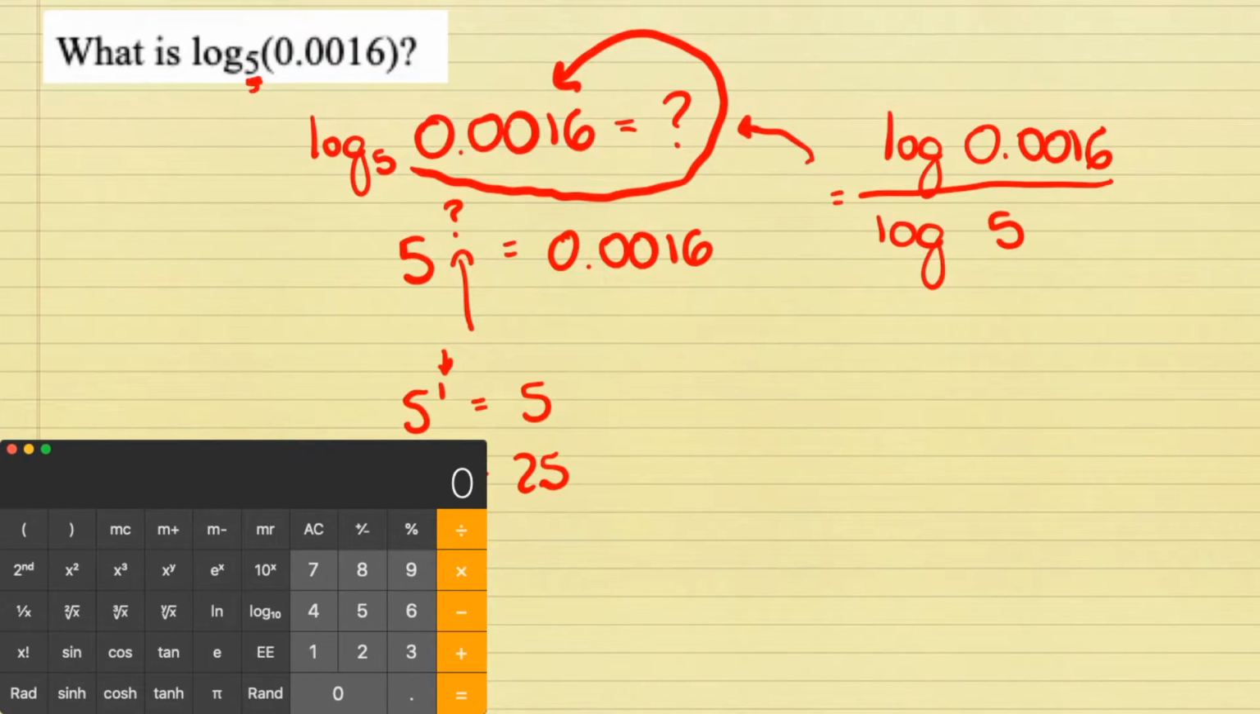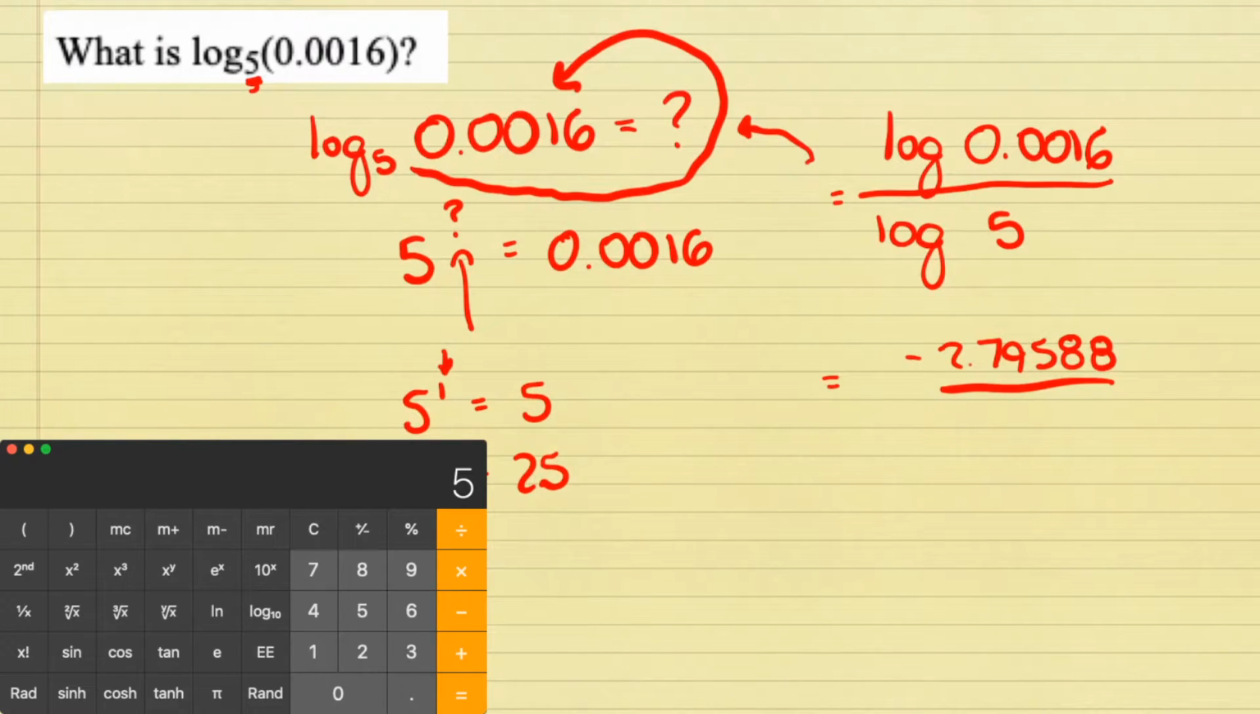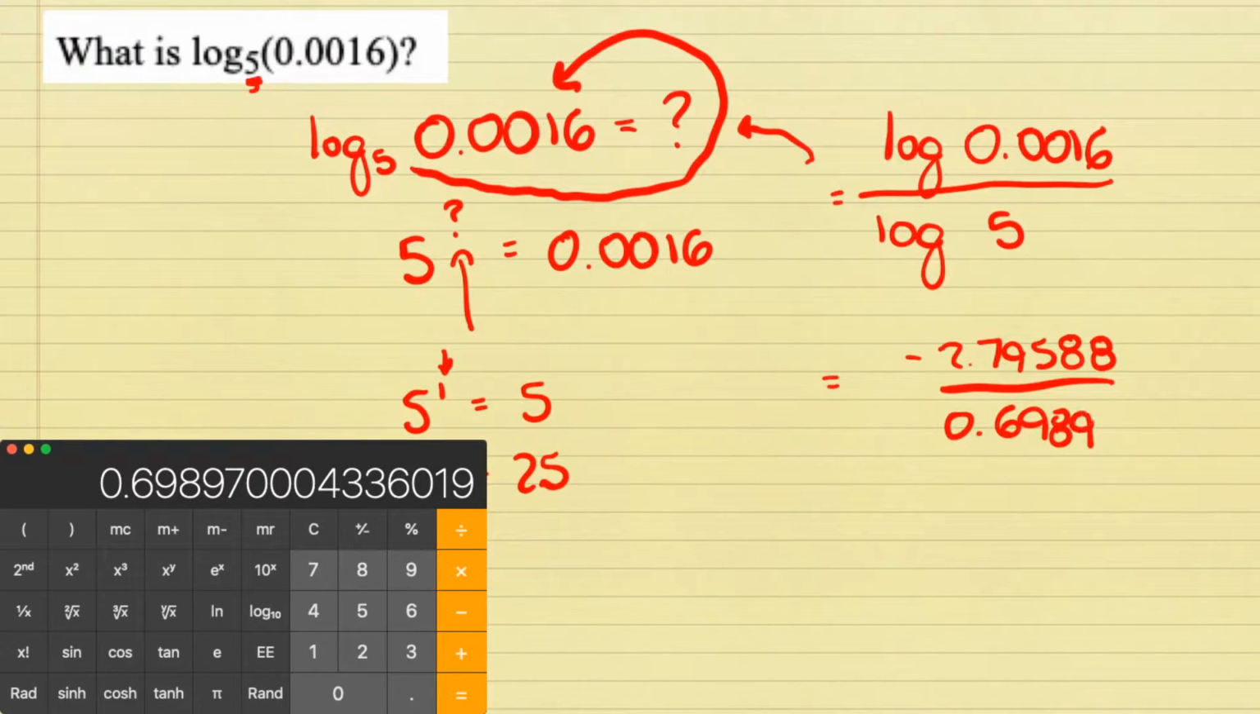So I want to type this in. I'm going to type in the 0.0016, and then I'm going to hit the log button. So the top number ends up being negative 2.79588. That's the top number. The bottom number, I need to hit the 5 button, then hit the log. The bottom number is 0.6989.